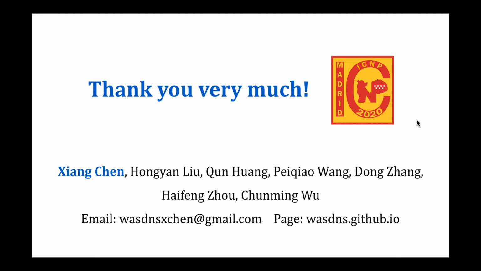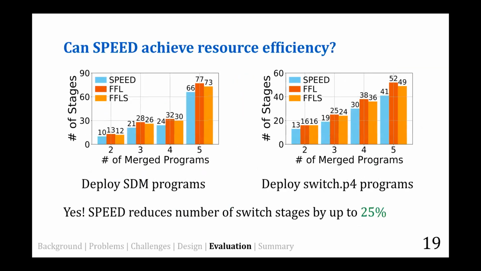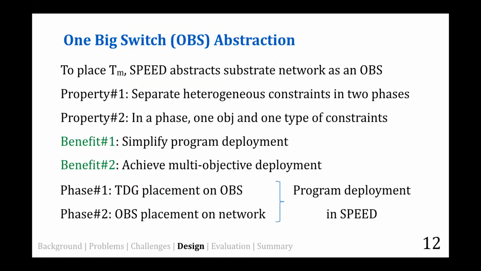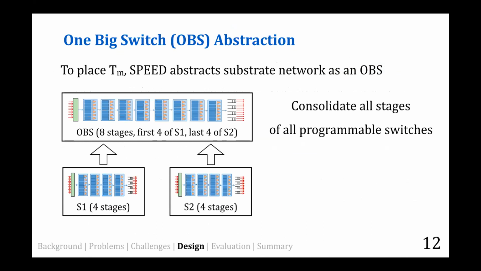I have a question regarding your OBS abstraction. If I understood that part correctly, you're basically splitting your MATs, not your MATs, your TDGs, and placing them across switches, right? So if you split them and place them across switches, what happens in the case of a link failure and one switch is not reachable? What happens to parts of your TDGs that have been placed on any of those switches?